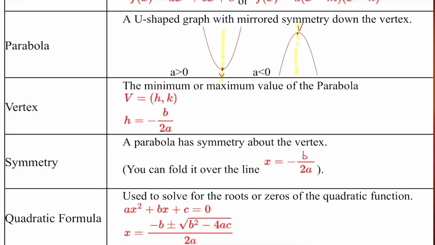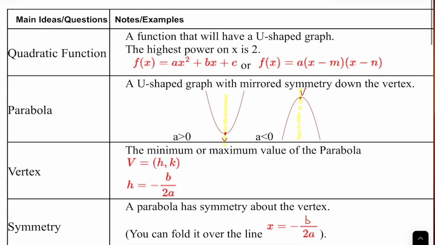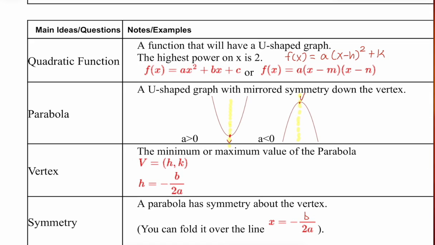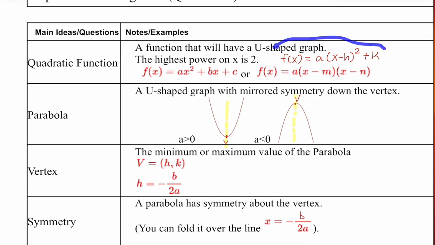I'm going to add one other form. Could you guys go back up to this spot? Let's write f of x equals a times x minus h squared plus k. That's a third form we could have it in. As we eventually start working on transformations of functions, this is a nice form. The reason it's a nice form is we see that a, which is going to determine if it's going upward or going downward. We also see our h and k, which is our vertex.